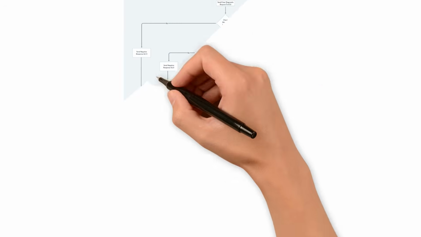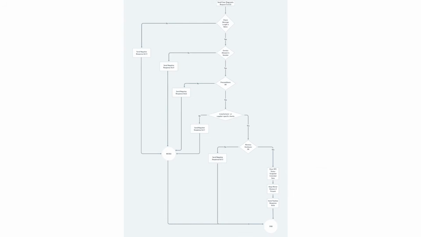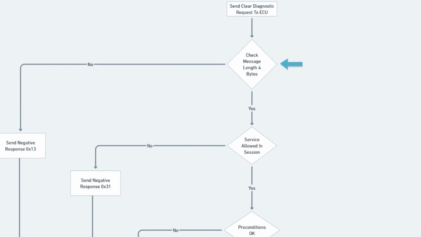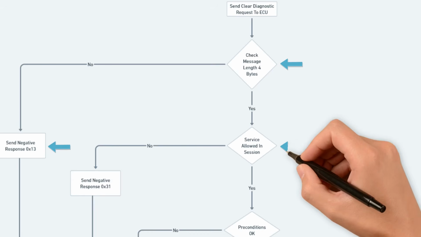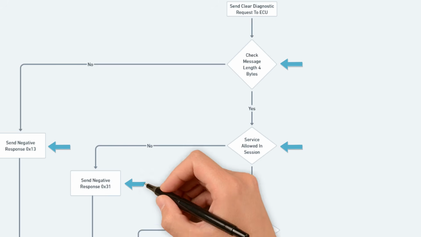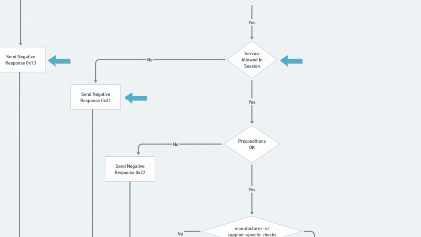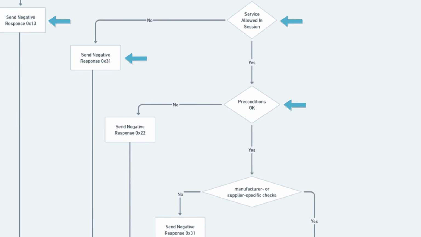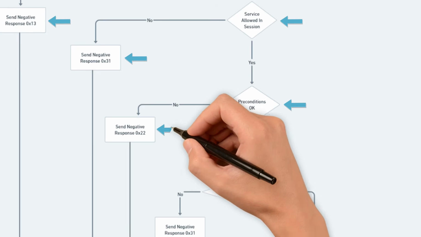The diagram shows the order of evaluation for different negative response codes, NRCs. The first check is for NRC 13, verifying that the request length is exactly 4 bytes. Next is the active session check, which ensures that the DID is supported in the current diagnostic session. If this fails, the server responds with NRC 31. Then comes the precondition check. If the required preconditions are not fulfilled, the server sends NRC 22.